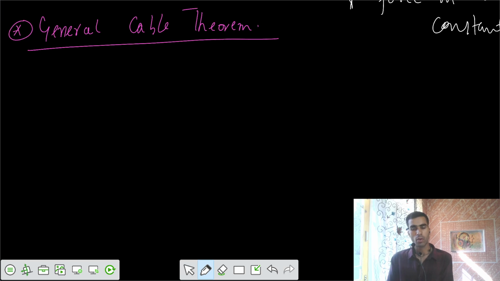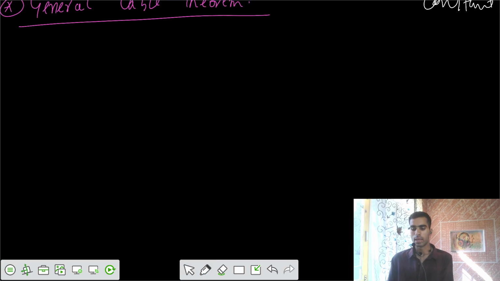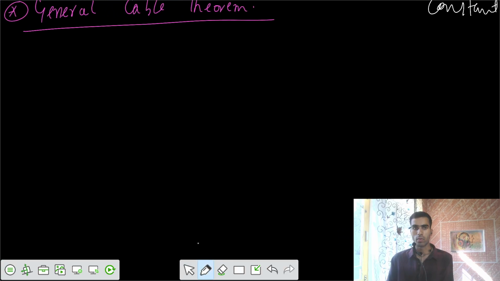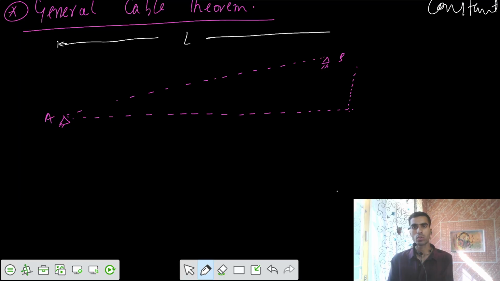For this we make a model. We have two supports A and B, and the cable is initially between these two supports. They are at some level difference. Let's say the horizontal distance between the two supports equals length L.